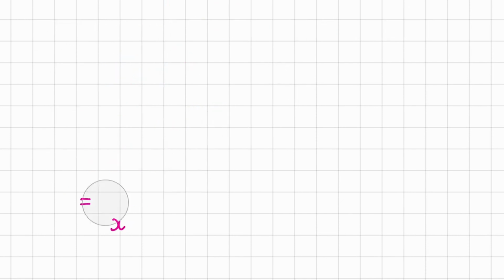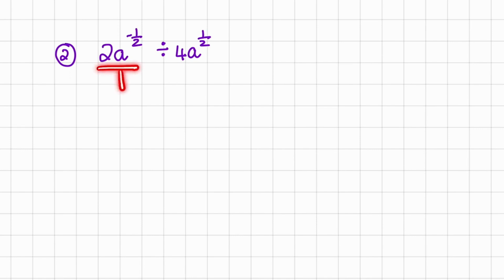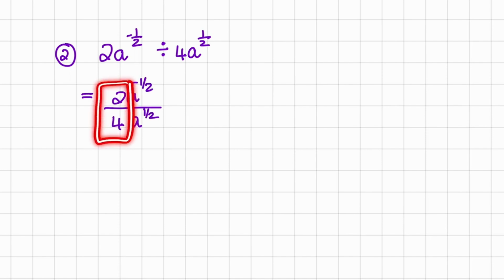Let's move on to our second example. In this example, we have 2a to the power of minus a half divided by 4a to the power of a half. And if I rewrite this as a fraction, it will be 2a to the power of minus a half over 4a to the power of a half. Now I can divide the coefficients of one another. So 2 over 4 would simply become 1 over 2, or a half. So that is equal to 1 half.